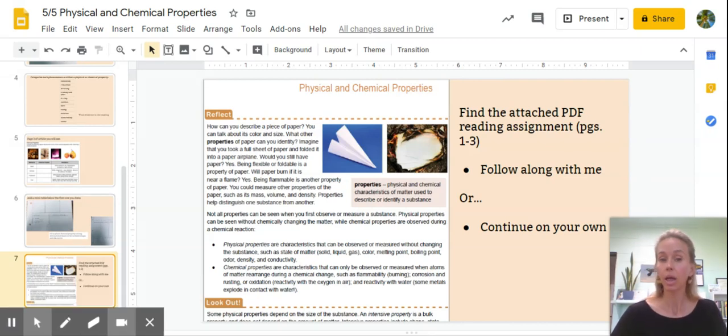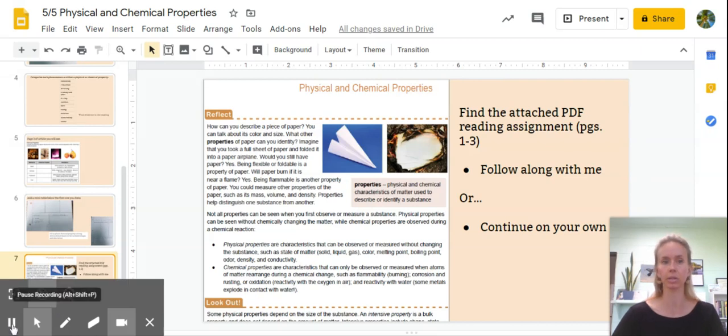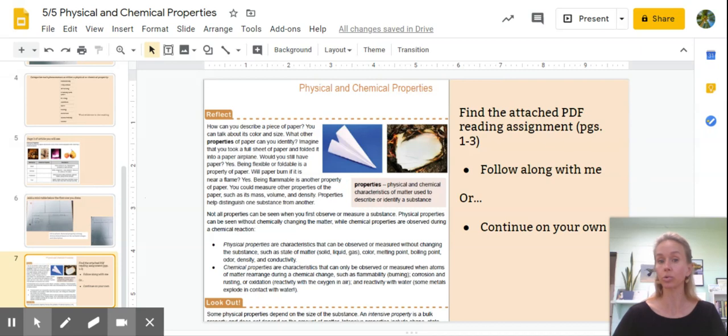Next, you do see that your first definition is right here: properties. Physical and chemical characteristics of matter used to describe or identify a substance. So go ahead and add that into your notes column. Pause me at any time, of course.